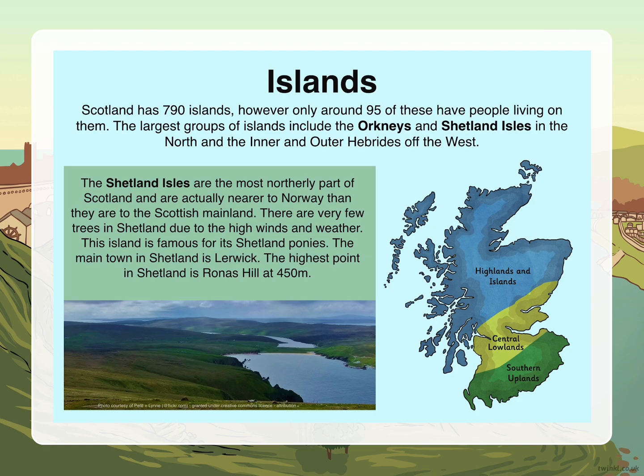We've got islands. The Shetland Islands are the most northerly part of Scotland and are actually nearer to Norway than they are to the Scottish mainland. There are very few trees in Shetland due to the high winds and weather. The island is most famous for Shetland ponies. The main town in Shetland is Lerwick, and the highest point in Shetland is Ronas Hill at 450mm.